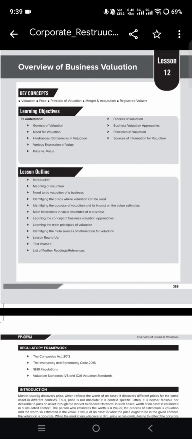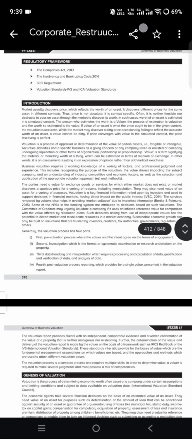Next, genesis of valuation. In this they gave the meaning of valuation. So valuation is a process of determining economic worth of an asset or a company under certain assumptions and limiting conditions, and subject to data available on valuation date. So this valuation is subject to data available on valuation date only.